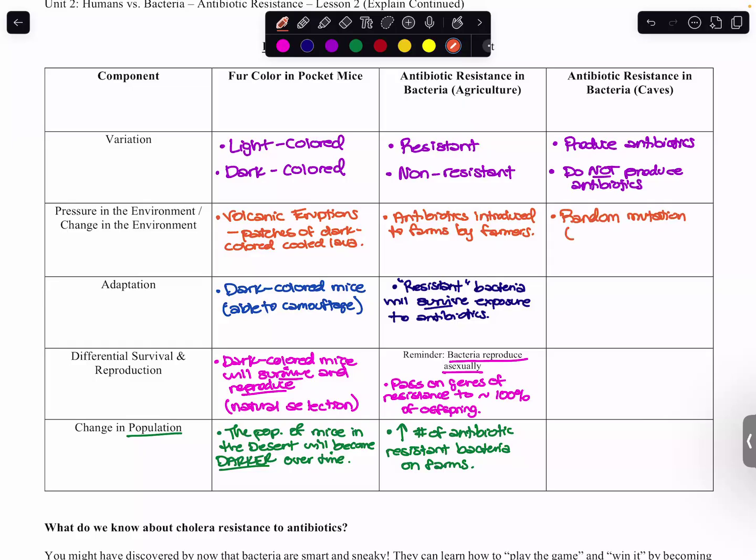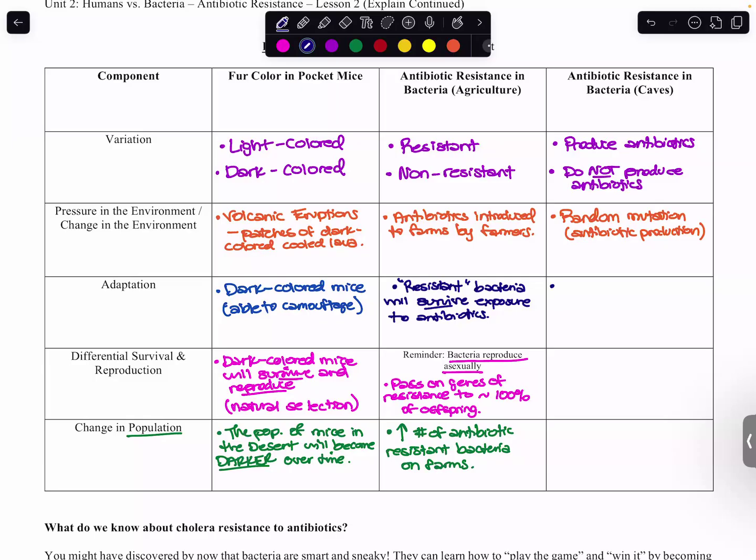And the random mutation was antibiotic production, right? They were able to produce antibiotics from a random mutation. That was the change in the environment, right? Is that there was some type of mutation that occurred that allowed this to happen. Now it's going to change the way that they're able to adapt and behave, right?